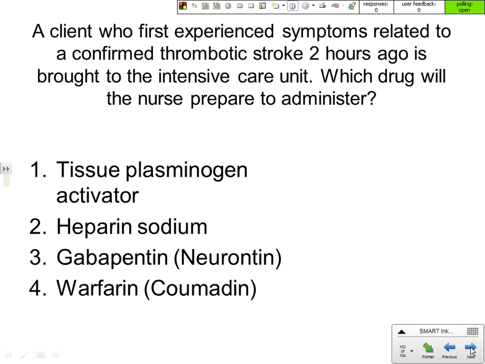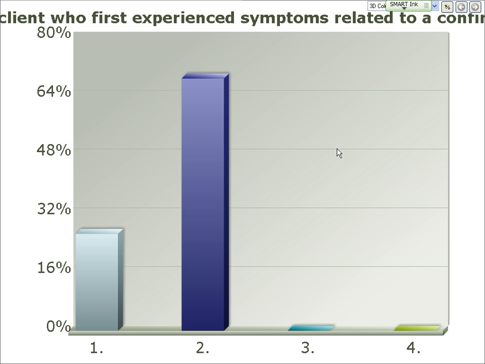The client who first experienced symptoms related to a confirmed thrombotic stroke 2 hours ago is brought to the ICU. Which would you prepare to administer? TPA, heparin, Neurontin, or Coumadin? Okay, 28% said TPA and 72% said heparin.